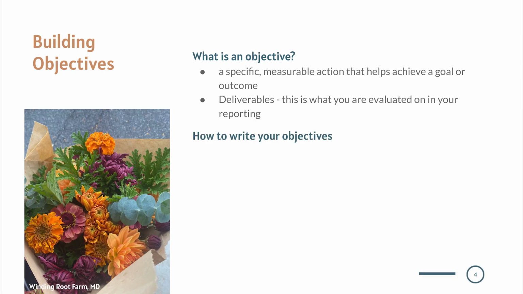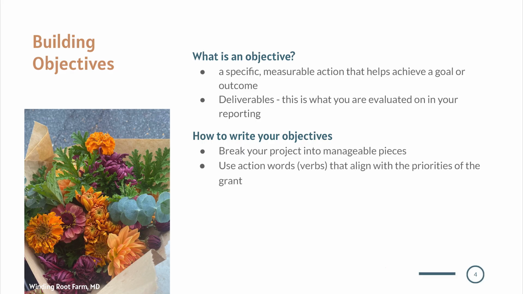When writing your objectives, start by breaking your project into manageable pieces. Identify smaller, more tangible goals within your project rather than wrapping everything into one objective. Write your objectives using action words and make sure those words align with the priorities of the grant.